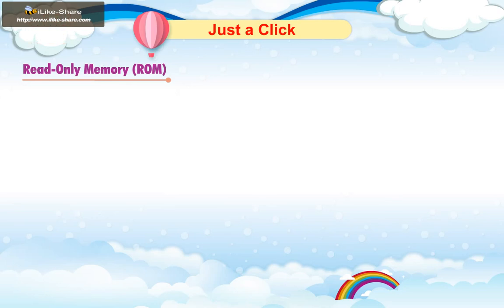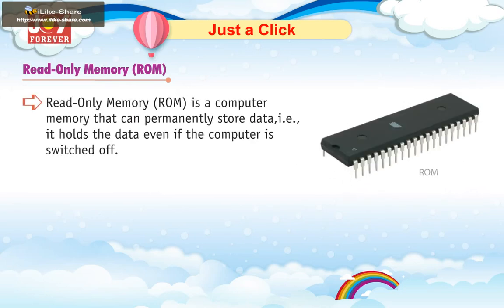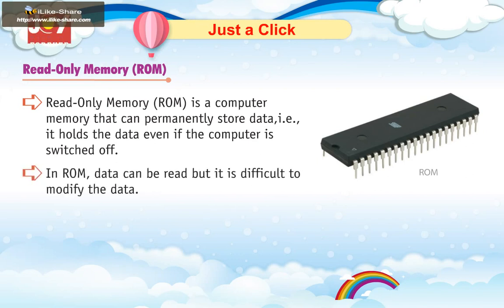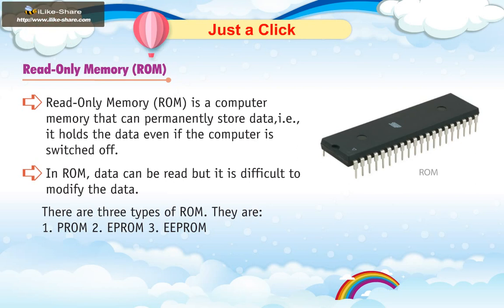ROM, read-only memory. Read-only memory is a computer memory that can permanently store data. That is, it holds the data even if the computer is switched off. In ROM, data can be read, but it is difficult to modify the data. There are three types of ROM. They are PROM, EPROM, and EEPROM.